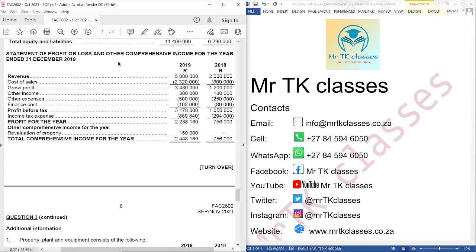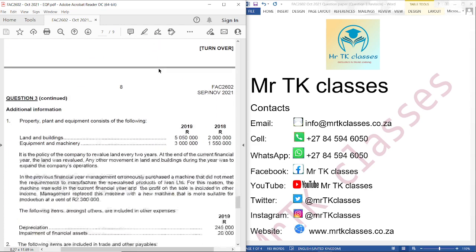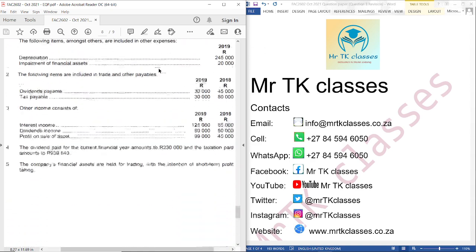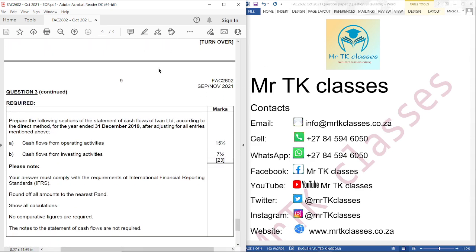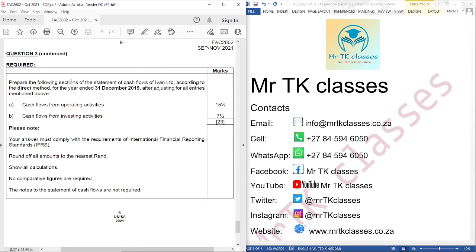Statement of profit or loss and other comprehensive income for the year ended 31 December 2019. So we have 2019 and 2018. Additional information. Required: prepare the following sections of the statement of cash flows of Ivan Limited according to the direct method for the year ended 31 December 2019 after adjusting for all entries mentioned above.